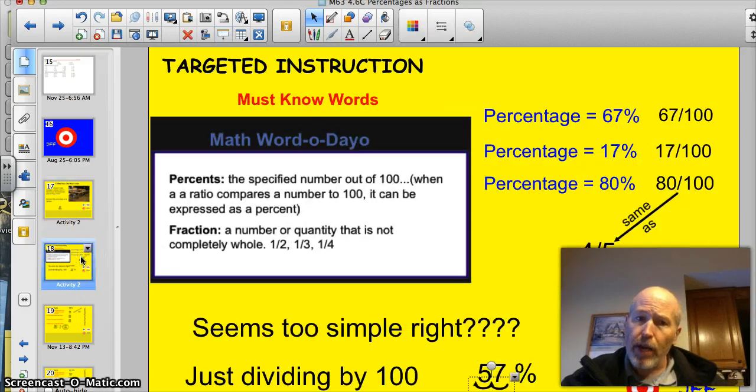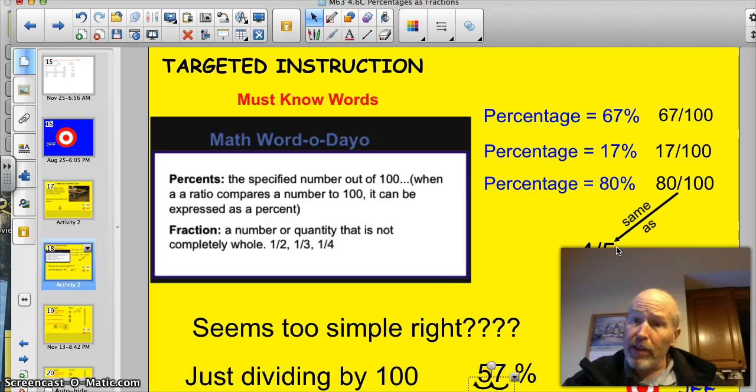Let's take a look at some vocabulary words. First of all, remembering percents or percentages are the specified number out of 100. And a fraction is a number or quantity that is not completely whole. We have a numerator and a denominator. All right, here's a couple quickies. Percentage, 67%, we said was 67 100ths. Just like 17% would be 17 100ths. 80%, 80 100ths, but we can reduce that, which is really the same as 4/5.